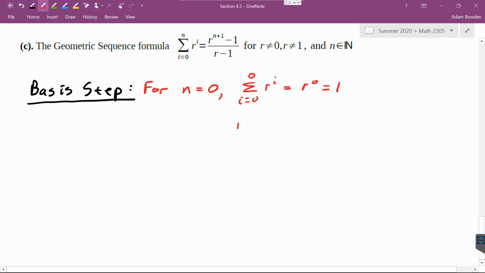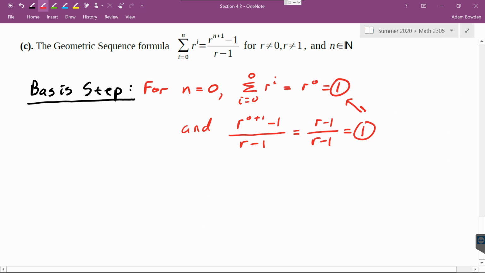And the other side of this formula we want to verify: if we plug in 0, (r to the 0 plus 1 minus 1) over (r minus 1) would be equal to (r minus 1) divided by (r minus 1), which is just equal to 1. So we show that the two sides here are equal for n equal to 0.